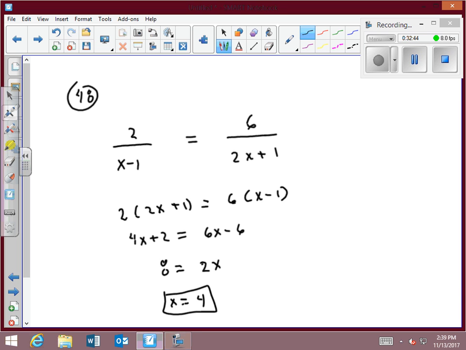Is there anything on that page that you need to look at? Yeah.